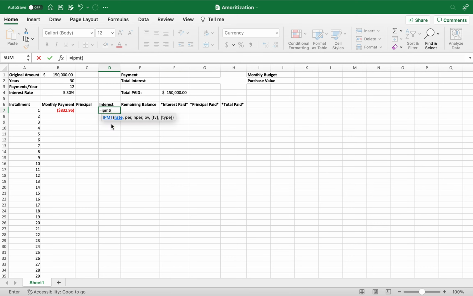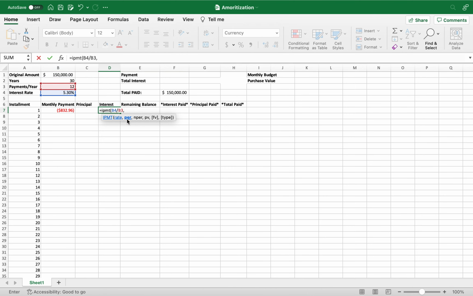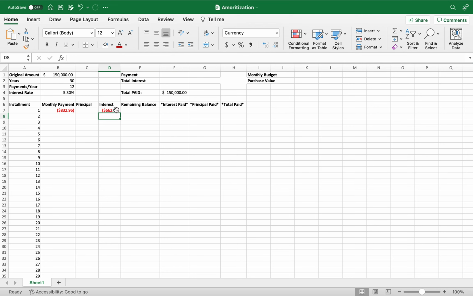Now for interest, we're going to look up the interest payment function. Okay. And again, we're going to look up the rate divided by months, 360. Oops. Got ahead of myself. So this per right here, this is basically telling me what installment we want. So we want this installment, A7. And then we're going to take the total number of payments, and then the present value again. Okay. So there's our interest. There's the monthly payment. And then the principal.